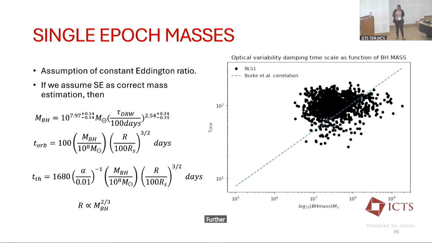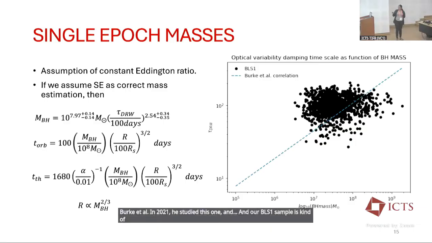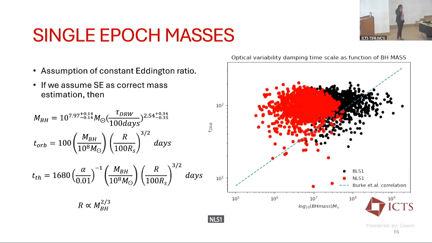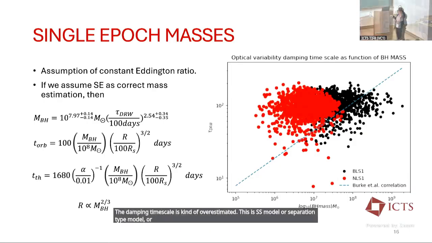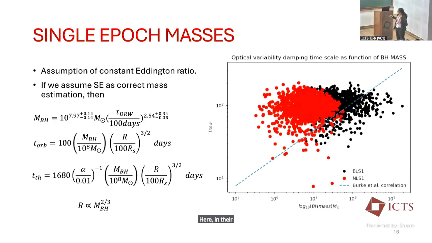Further, let's go to the next part, which is the damping time scale. As I told you, the damping time scale is related to the mass. Burke et al. in 2021 studied this, and our BLS1 sample agrees with the fact, but the NLS1 sources, the lower mass ones, are not agreeing with this. The damping time scale is overestimated. This is the SS model, or Shakura-Sunyaev model, or thin disk model, that we can say. In their paper, what they try to do is that from the damping time scale we can find out the mass. Here, the same thing is there.